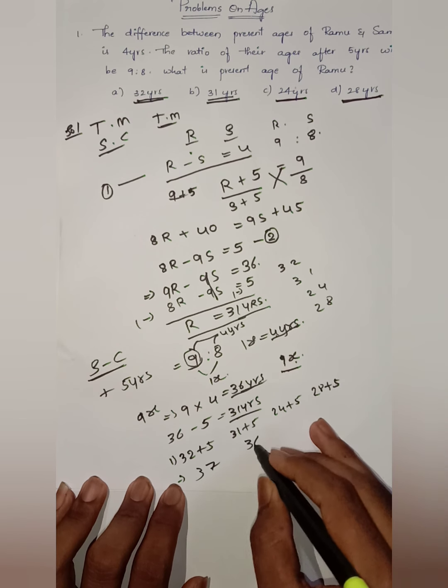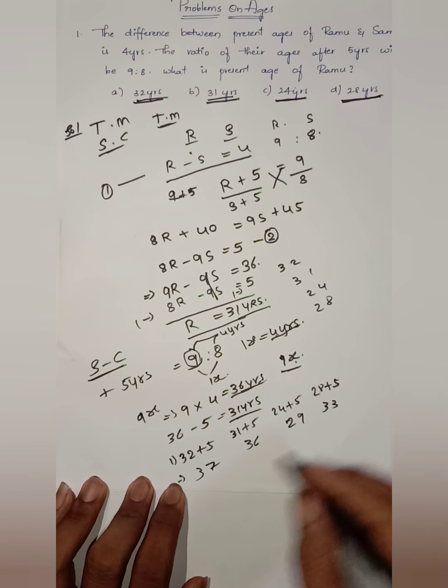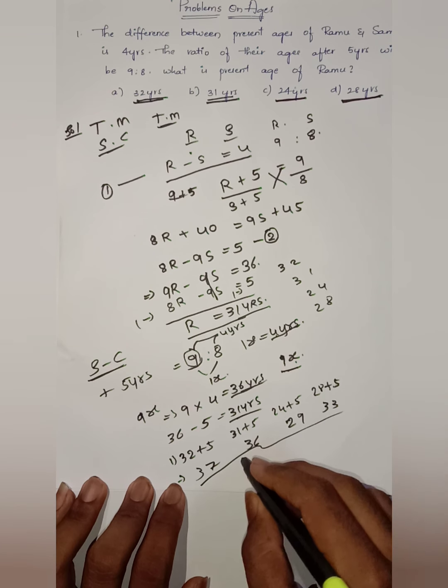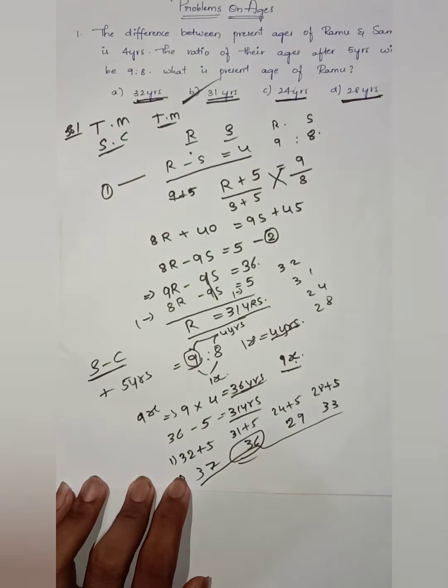37, 36, 29, 33. So in this, what is the multiple of 9? So 36 is a multiple of 9. So option B is the right answer.